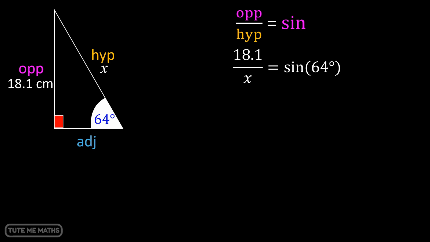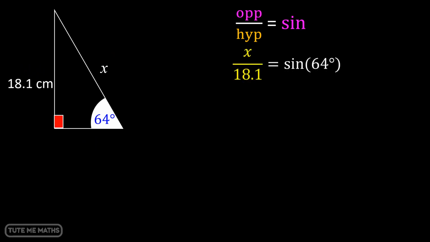This is where many students go wrong, especially when they rush to determine the ratio without following the careful steps that I have shown you. Often, they quickly determine the correct ratio required, but they rush to write x over 18.1 instead of 18.1 over x. They will now get the wrong answer.